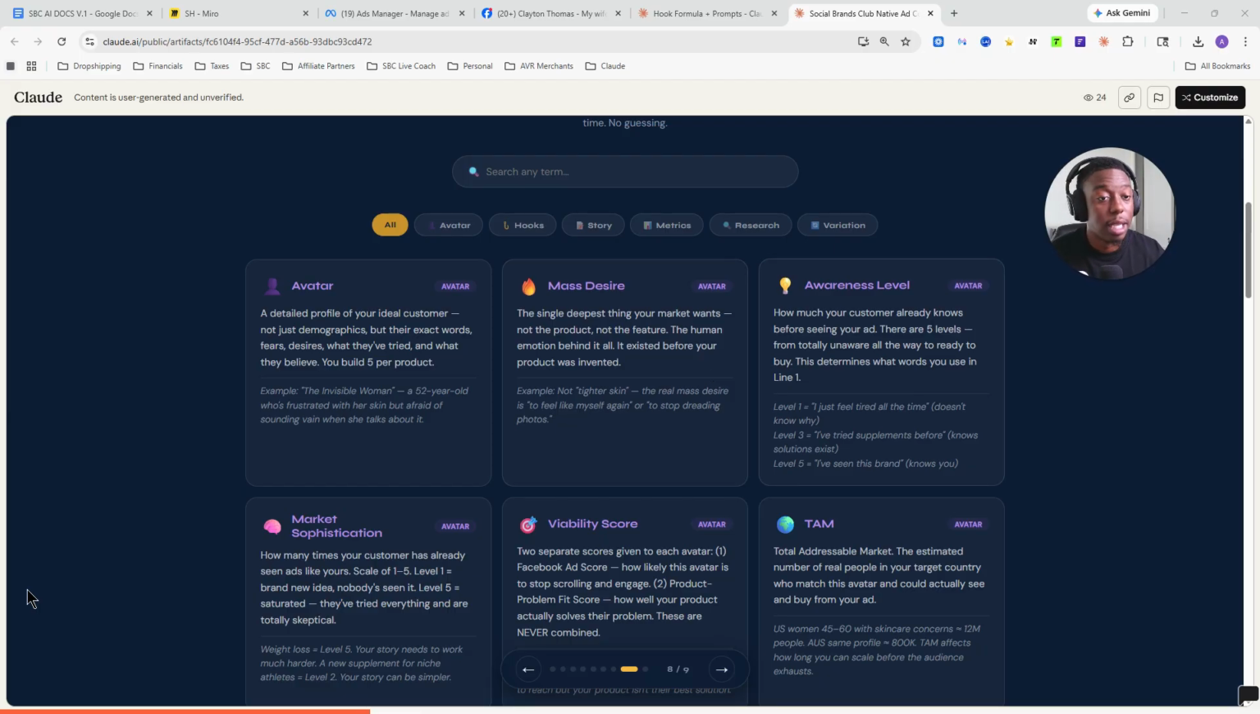Another thing as well is that you hear us talk a lot about awareness levels, how much your customer already knows before seeing your ad. There are 5 levels of awareness, from totally unaware all the way to ready to buy this, which is considered product aware. And this determines what words we use, right? So there'll be about 5 different levels that we go after.